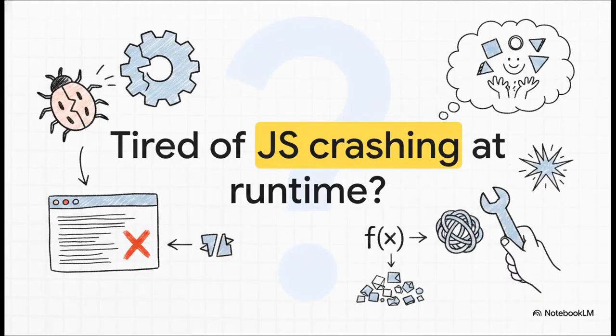Have you ever written perfectly valid-looking JavaScript? Everything seems fine, only to have your entire application completely crash the exact moment a user interacts with it? Yeah, we've all been there. That right there is JavaScript's fatal flaw. It's a wildly flexible language, but that flexibility means errors are entirely silent until the program actually runs. I mean, you can literally pass a text string into a complex math function, and JavaScript won't stop you. It'll just fail spectacularly when it's way too late.